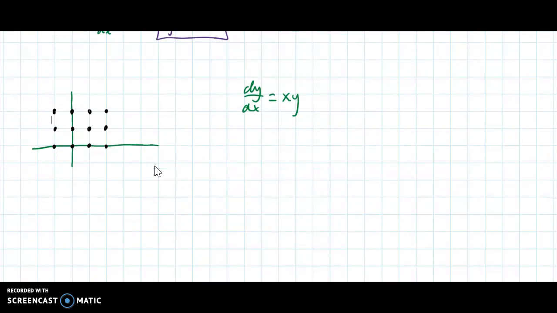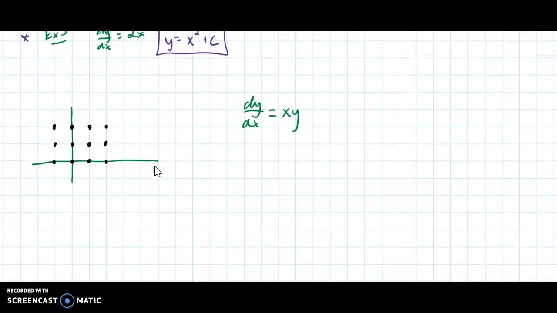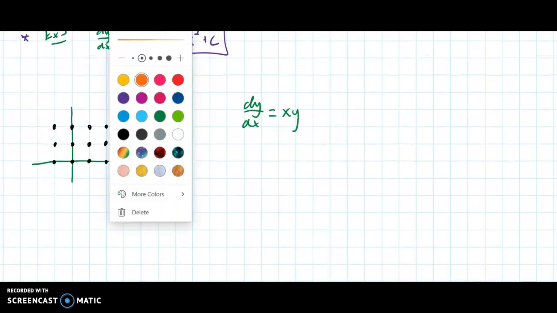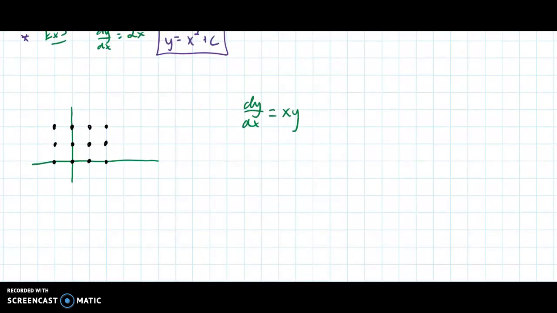So notice that this has dy/dx equals x times y. So what we're going to do is evaluate dy/dx at each of these different points here. So notice we have (0, 0), (1, 0), (2, 0), this is (1, 1), this is (2, 2), this is (2, 1). You should be able to get all those points, and then you can evaluate this thing. So let's do it at (0, 0). That is going to be 0 times 0, which is just 0.